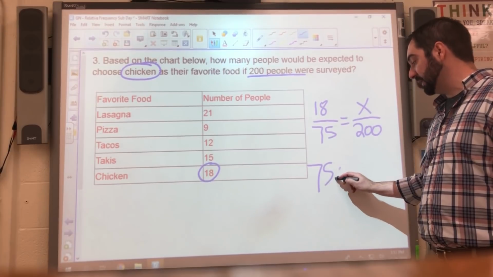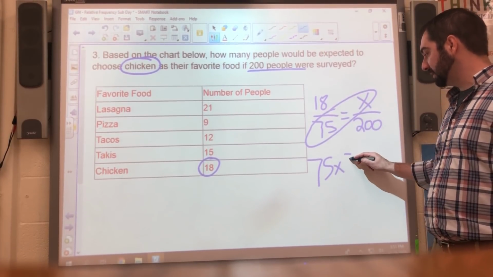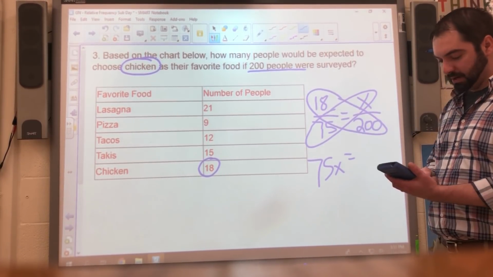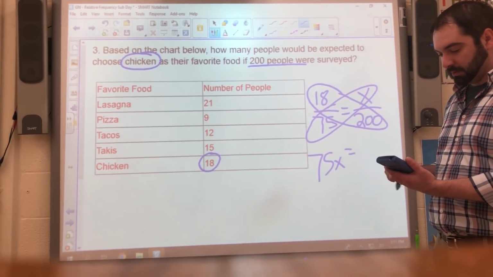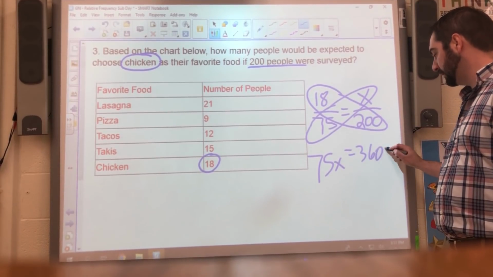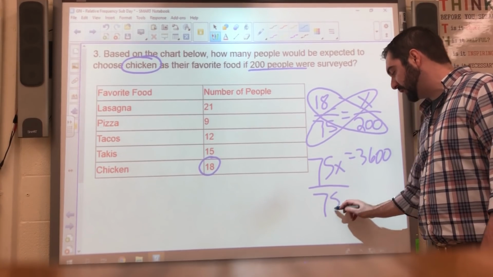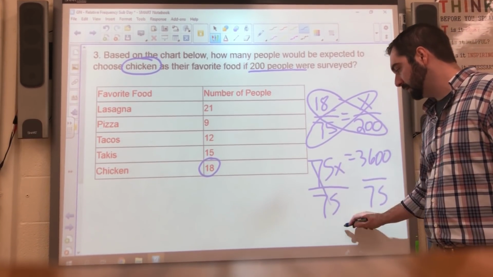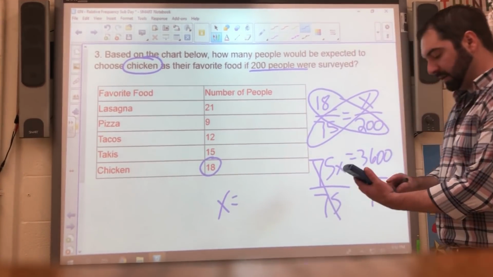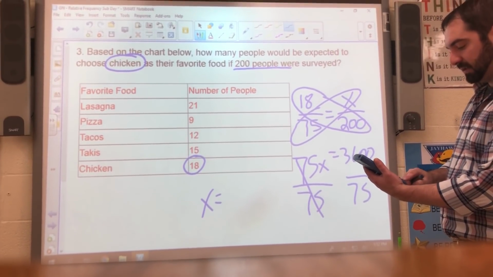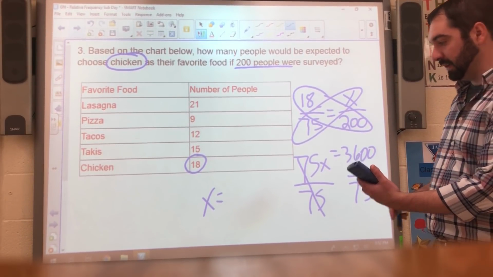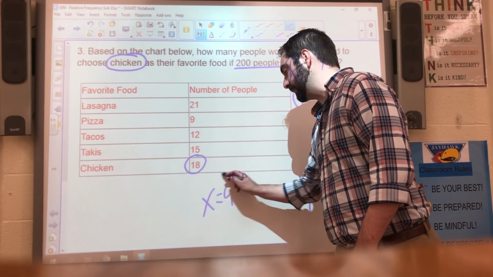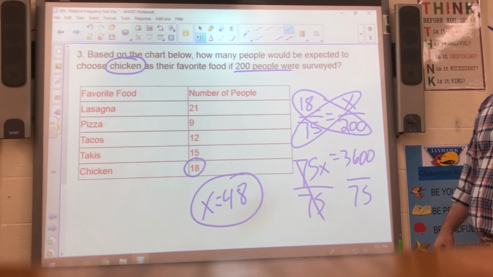Now we want to see how many people we don't know chose out of 200 choices. Cross multiply, 75 times x, 75x. 18 times 200, 3,600. Dividing each side by my coefficient, 75. Again, in my calculator, 3,600 divided by 75 gives me approximately 48 people that I could expect out of 200.